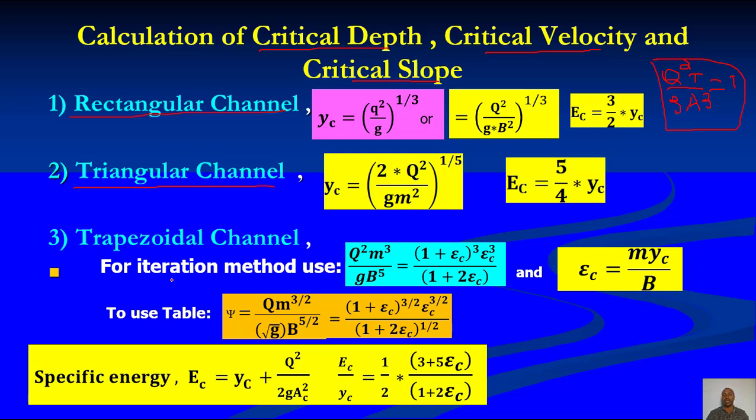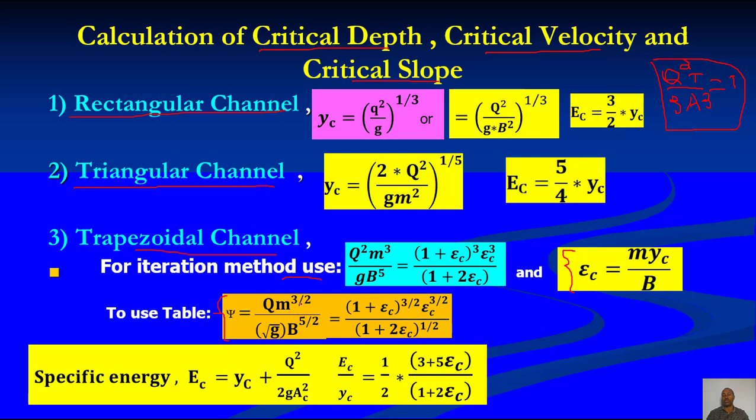For a trapezoidal channel, again, for iteration, you can use this equation. The same approach you will follow. Q square m cube over g B to the power of 5 is equal to 1 plus eta c, the whole cube, eta c to the power of 3 over 1 plus 2 eta c, where eta c is given by this equation, m Yc over B, where m is the side slope of the trapezoidal section. And if you need to use table data, you have just eta c with respect to m, and you can read this side.